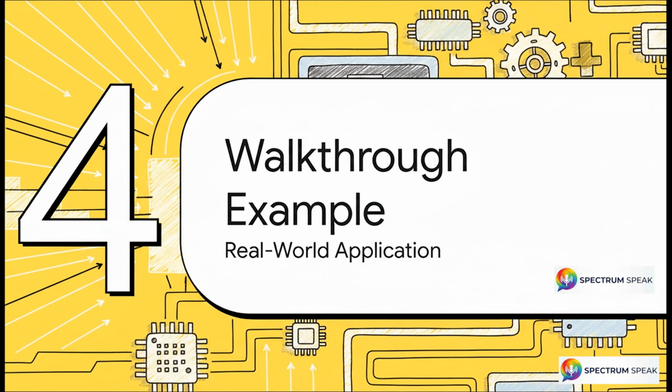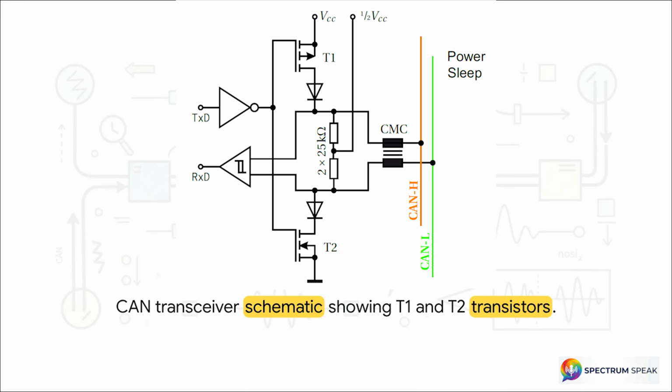Let's jump to Section 4, real-world walkthrough example. We're going to apply the math we just learned directly to the silicon. Let's methodically walk through the internal structure of a CAN transceiver. When the CAN controller wants to send a dominant 0, it sends a low signal to the TXD pin. This actively switches on transistor T1 and transistor T2.